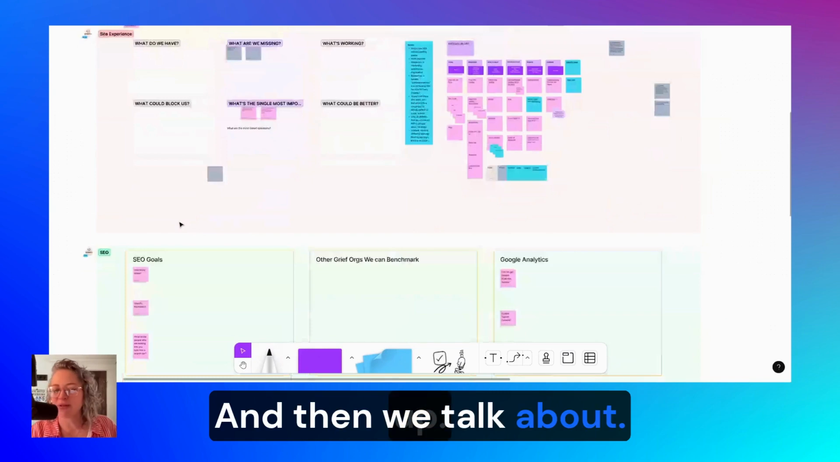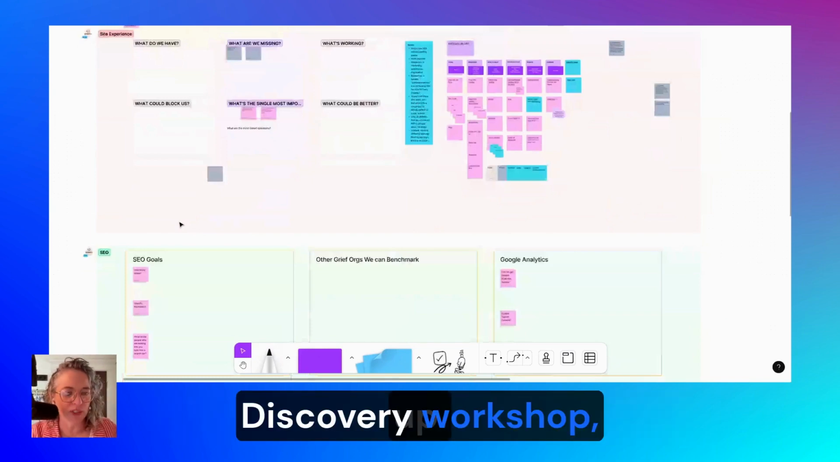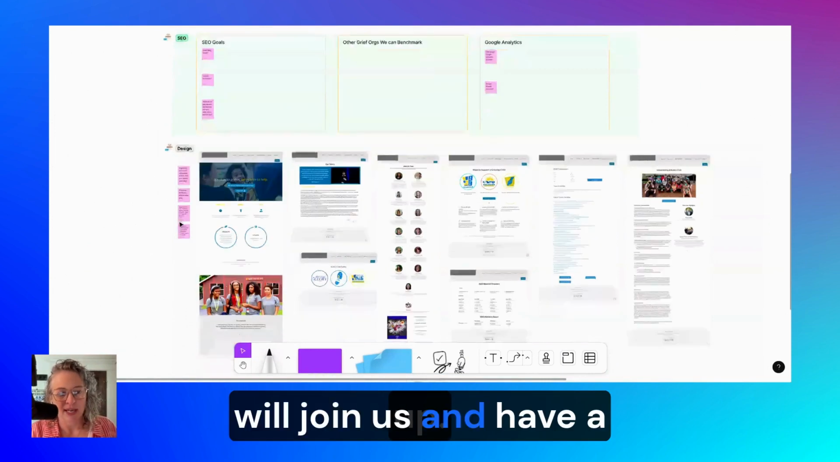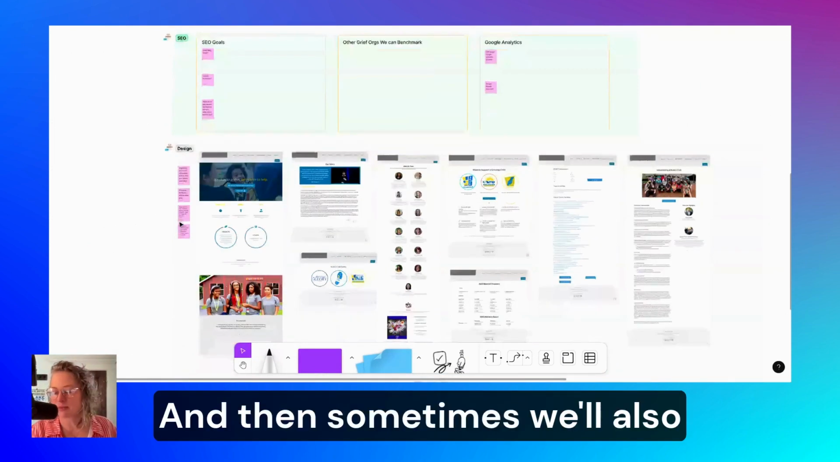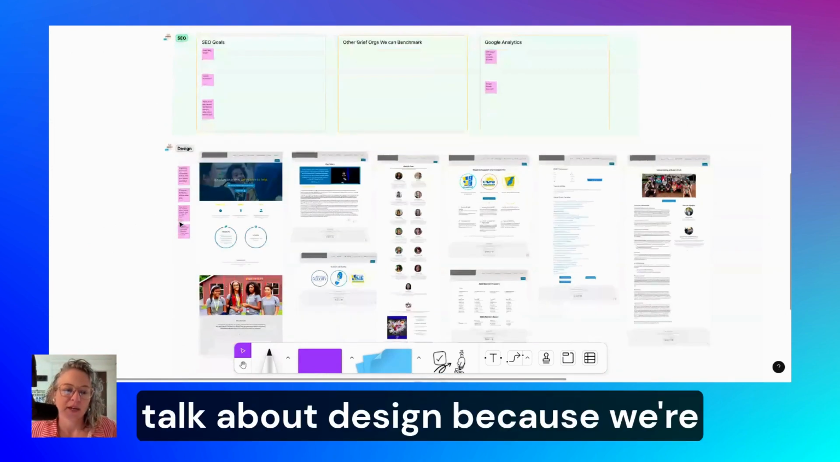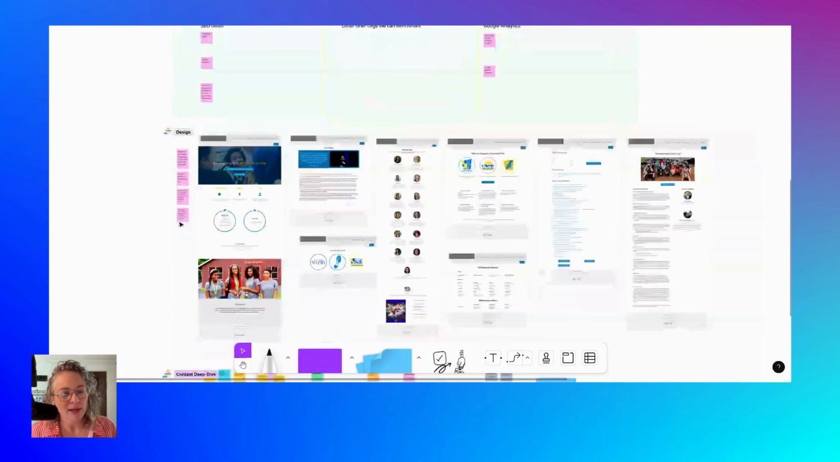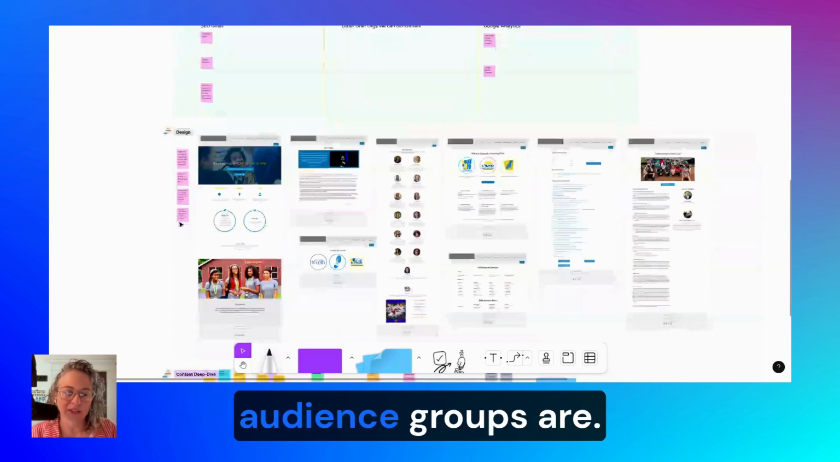And sometimes in the content discovery workshop, we'll talk about SEO. Sometimes our SEO person, Michael, will join us and have a bunch of questions. And then sometimes we'll also talk about design, because we're trying to get a feel for where they want to go, plus get a feel for who their audience groups are.